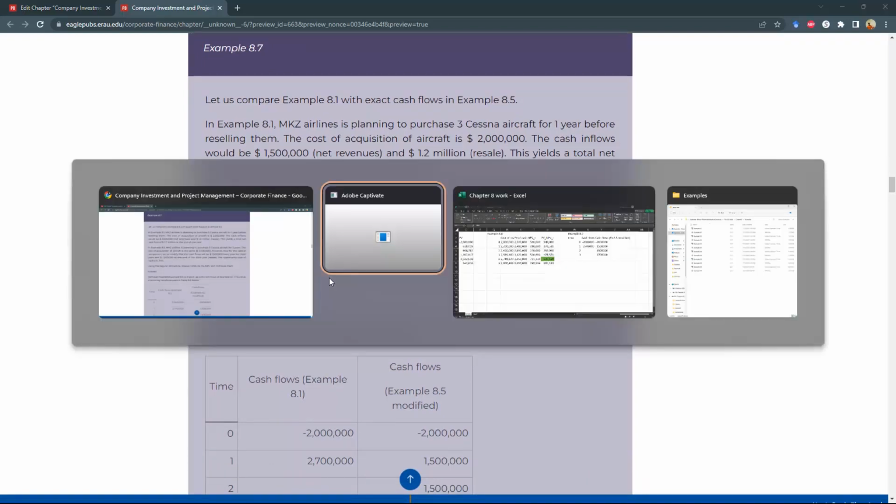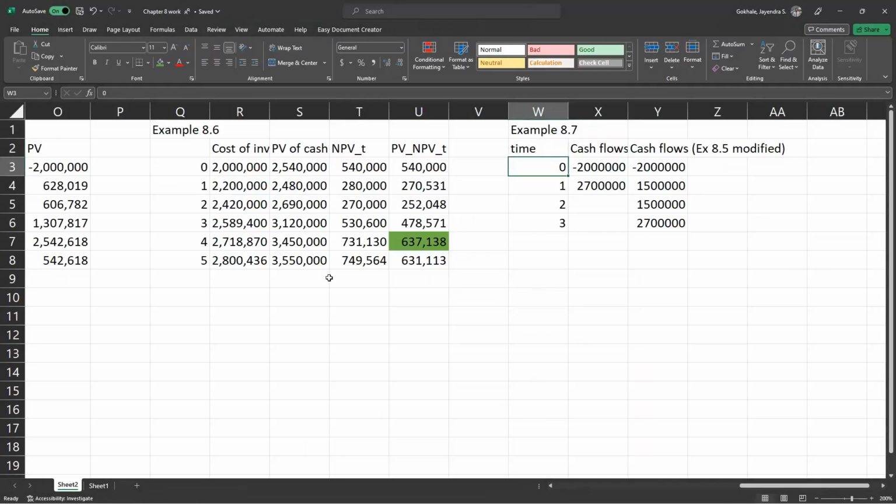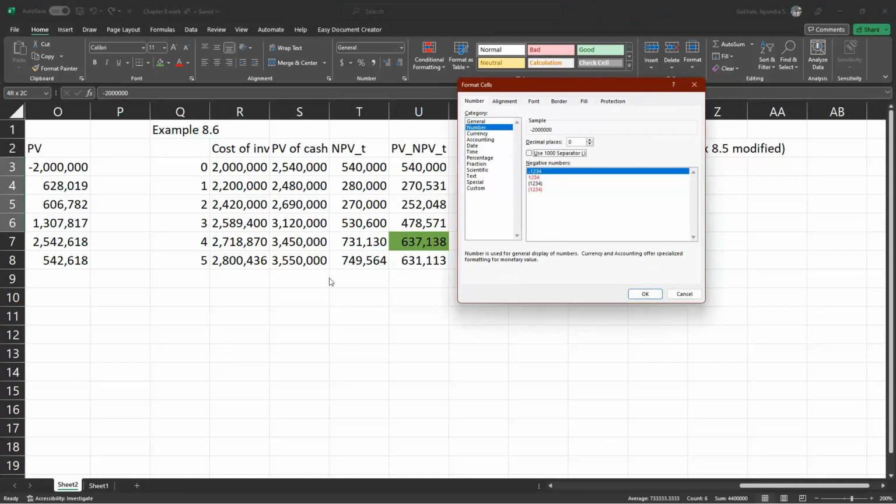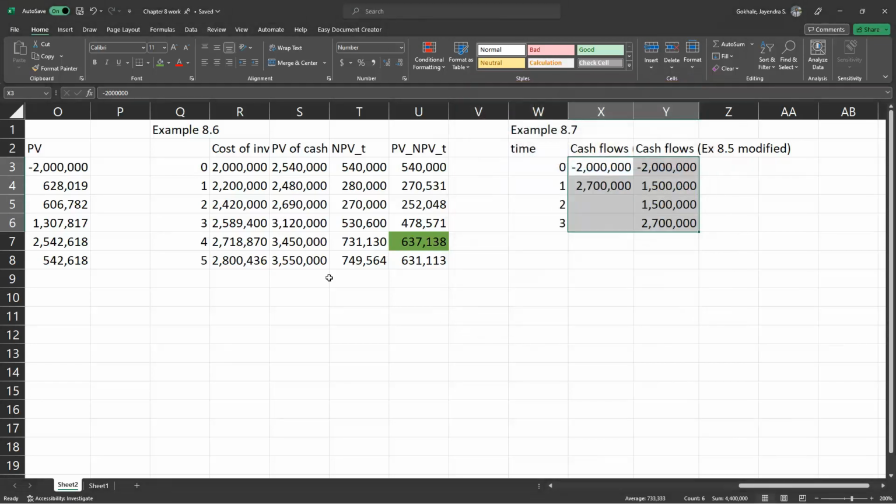So we're going to lay out these cash flows in Excel like this. So you have time 0, 1, 2, and 3. So you have minus 2 million, and let's just make them million again using the number comma separator like that. So we have this, and 1.5, 1.5, and 2.7. So what we need to do is just find out the net present value.